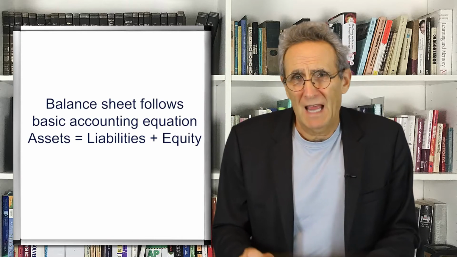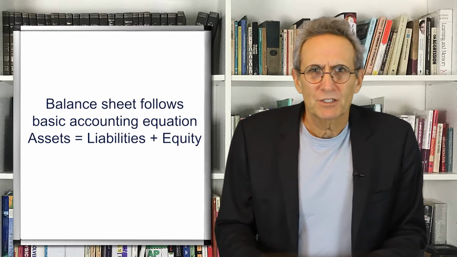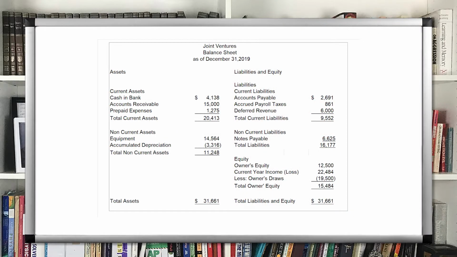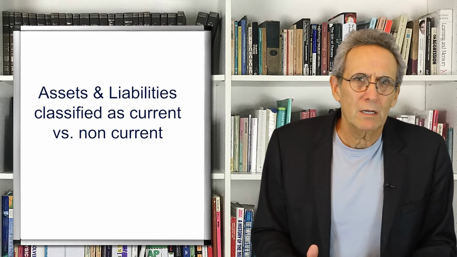The balance sheet follows the fundamental accounting equation, assets equal liabilities and equity. Here is Joint Ventures' balance sheet. The balances shown are the amounts in the accounts at the end of the accounting period. Accountants are very particular about the format of financial statements. GAAP prefers a classified format, which classifies assets and liabilities as current or non-current.